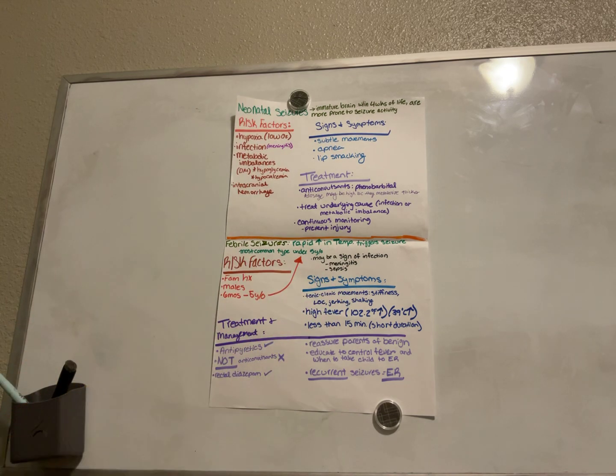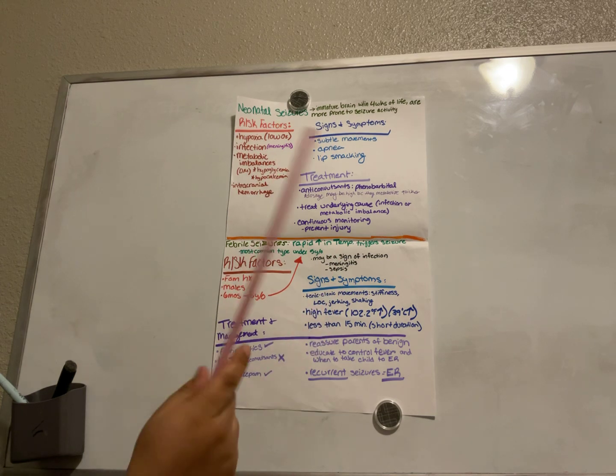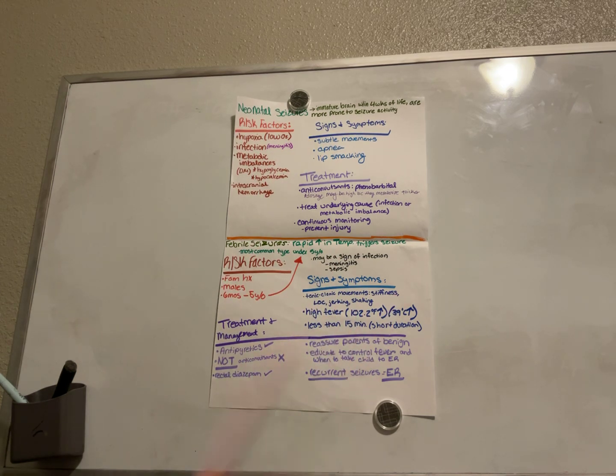So some signs and symptoms for this one are tonic-clonic movements. So these are your typical seizure symptoms: stiffness, loss of consciousness, jerking, shaking. Now, because it is febrile, they're going to have a high fever. So febrile fever is going to be 102.2 degrees Fahrenheit and up, or 39 degrees Celsius and up. I would memorize the Fahrenheit one. It lasts less than 15 minutes, so it's a short duration.